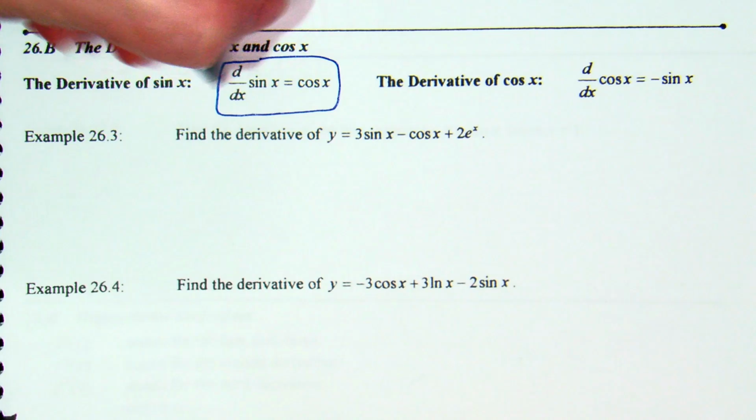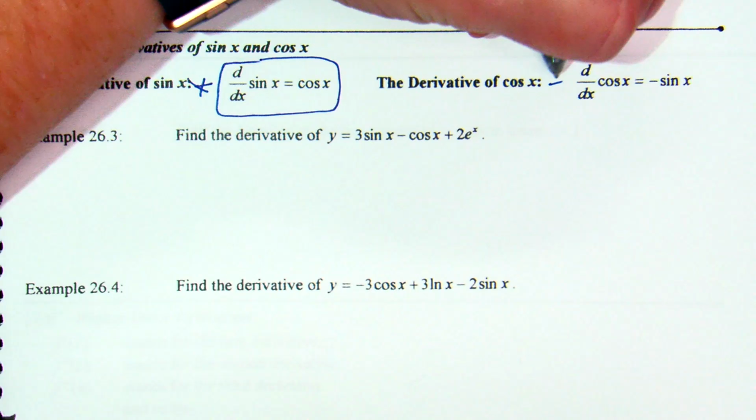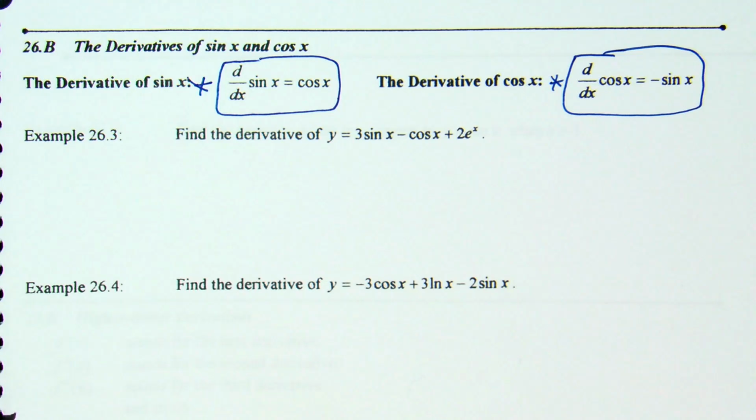Welcome. The derivative of cosine x is, notice, negative sine x. So when you're going from sine to cosine, it's a positive. But cosine to sine is a negative. Figure out a way to memorize those.